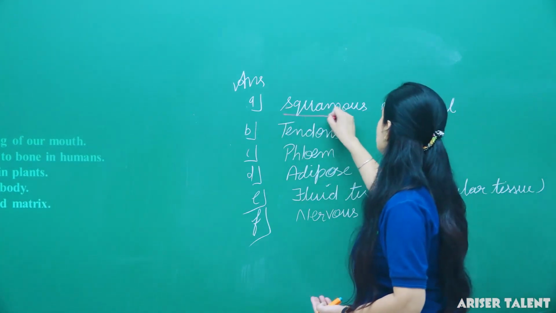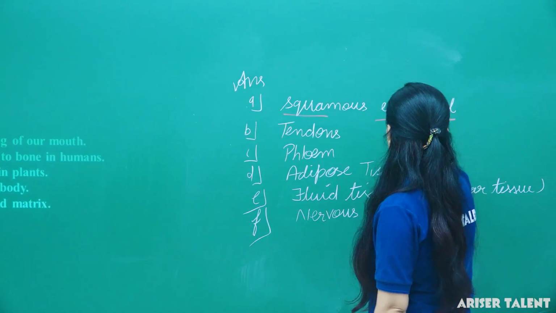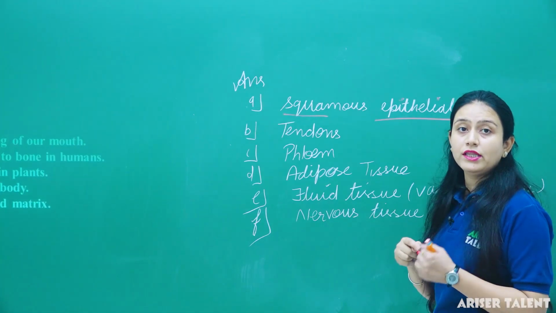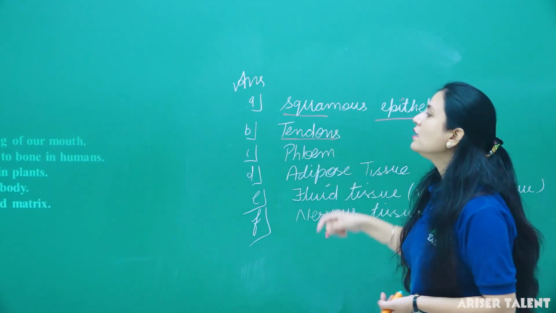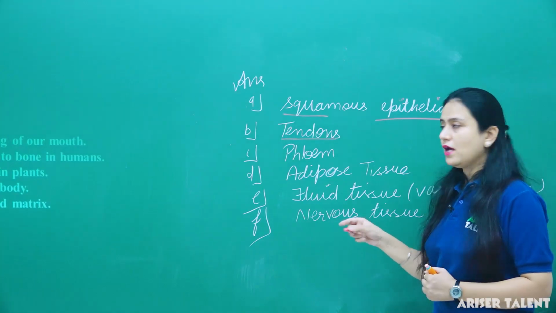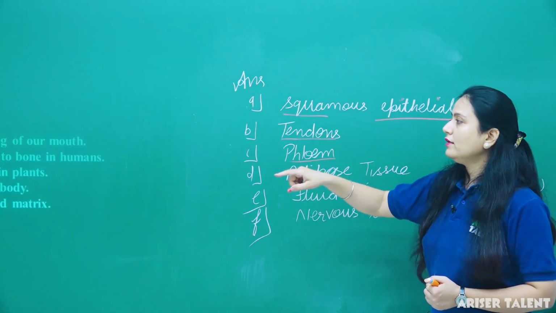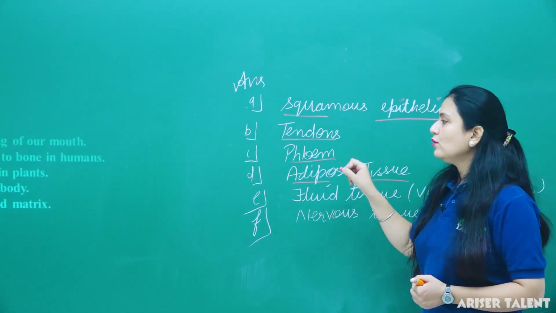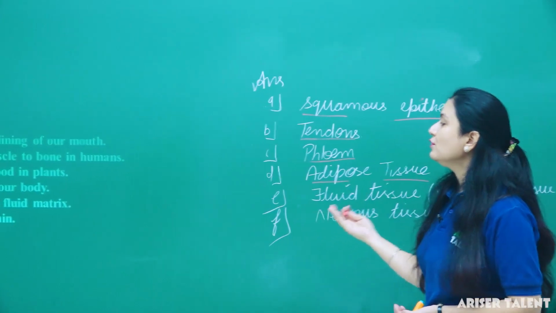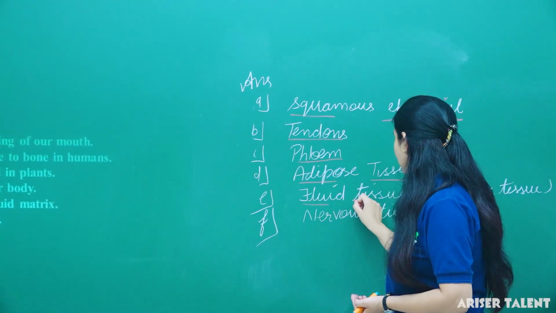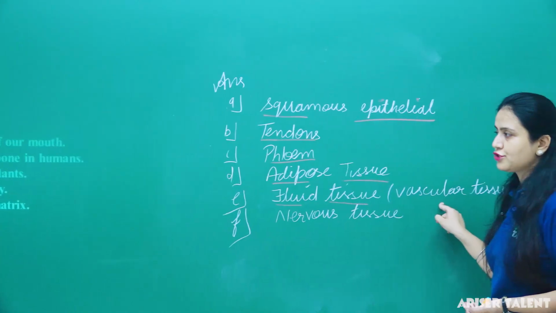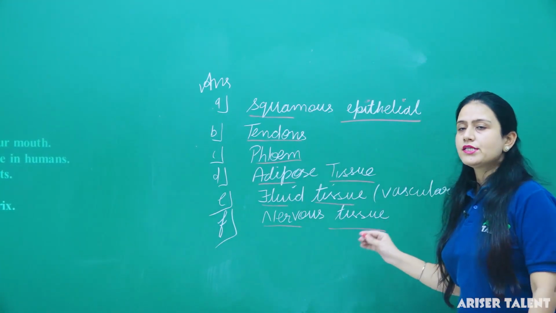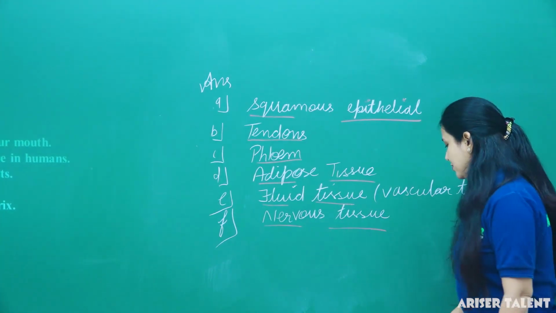So here we are with the answers. Tissues that form the inner lining of our mouth are squamous epithelial. Tissues that connect muscles to the bone in humans are tendons. Tissues that transport food in plants are phloem. Tissues that store fat in our body are adipose tissue. Connective tissue with a fluid matrix is fluid tissue, also known as vascular tissue. Tissues present in the brain are nervous tissue. So these are the answers to those questions.